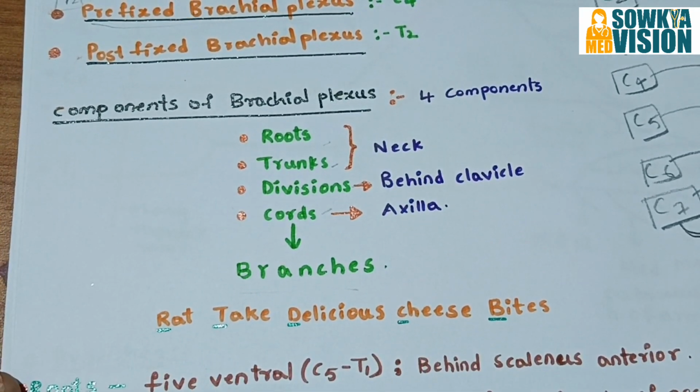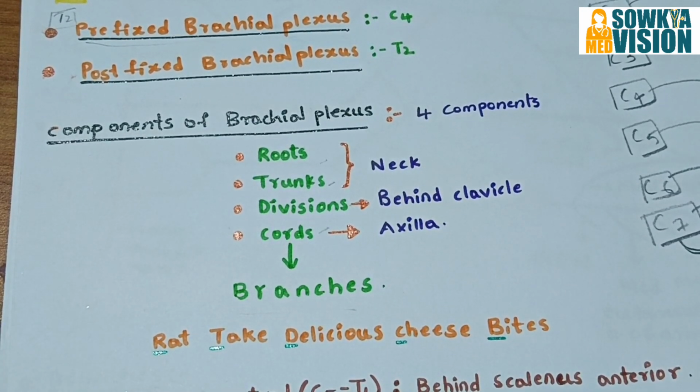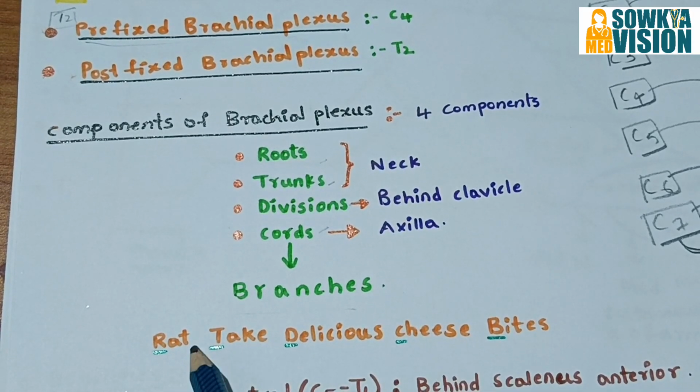There is a mnemonic to remember the components of brachial plexus. That is, rat take delicious cheese bites. You just remember this.